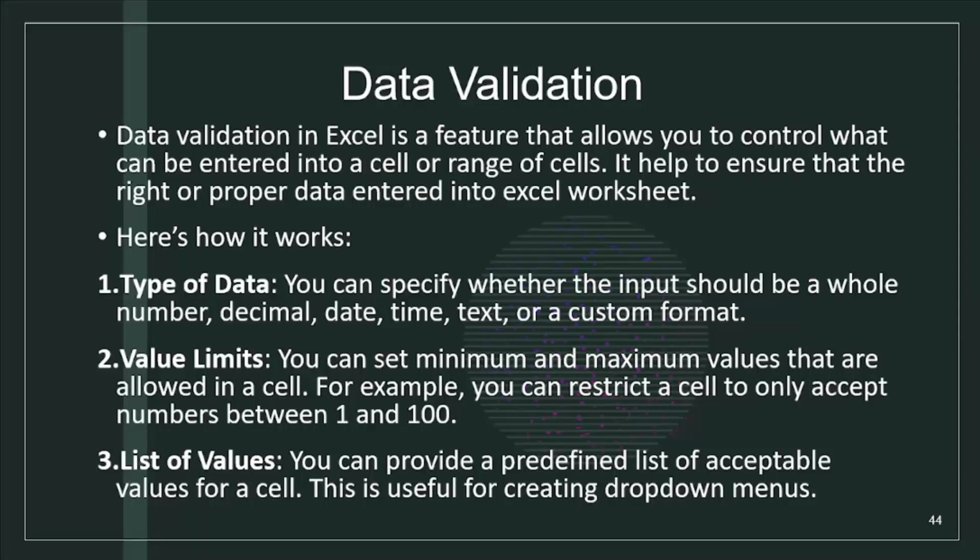Now you can also define a list of values. For instance, states of origin. You want to list all the states of origin so that there will be a drop down and people just select. You understand? So you can also define a list of values. So these are different things you can do with data validation.